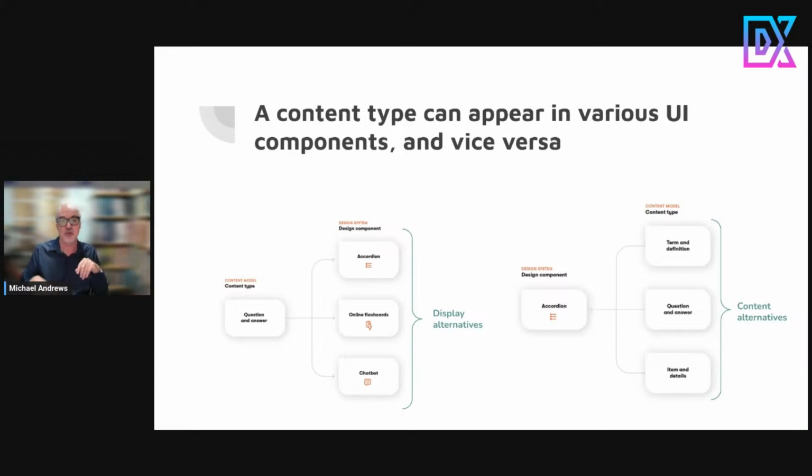But maybe you want your internal team to really understand the answer. So you've set up some flashcards for them, where on the front you have the question, and on the back you have the answer. And so that's a different application of that. And then maybe later on you decide you want to put those in a chat bot. You get the flexibility to do that when you have your content and design separated. And conversely, that accordion can host different kinds of content. So it can host the question and answer, but it also might host a term and a definition.